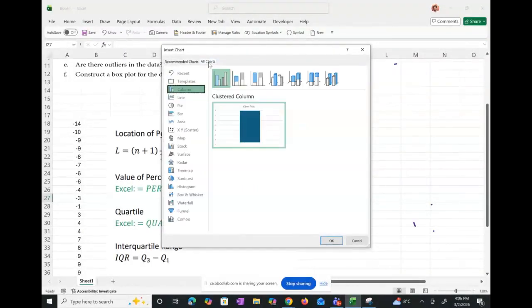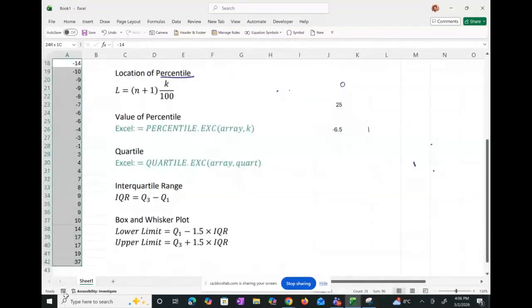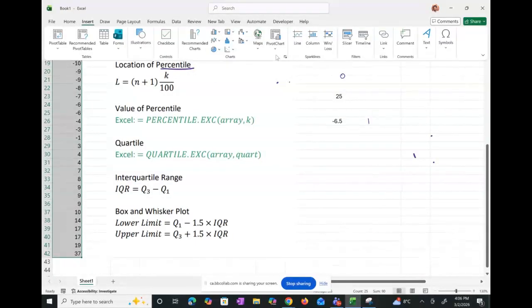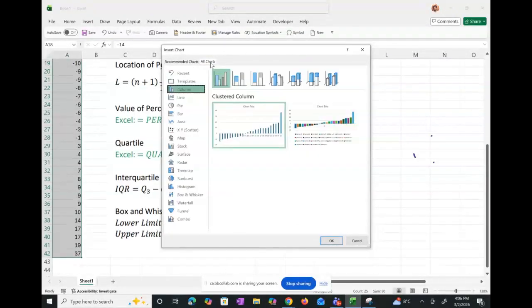So here, let me find the box and whisker plot. This is the chart we're going to draw. Before I start drawing the chart, I must select the data from which I want to draw the chart, select the data, and then click Insert.